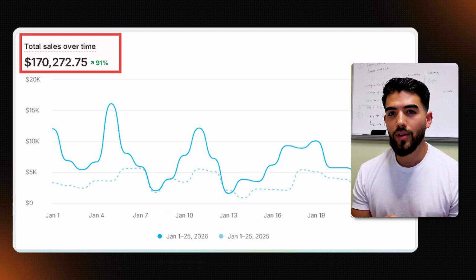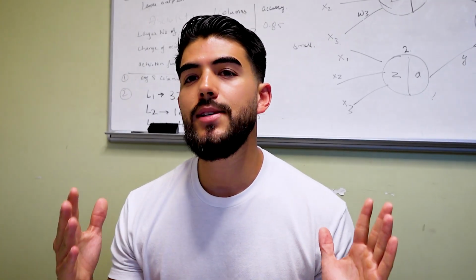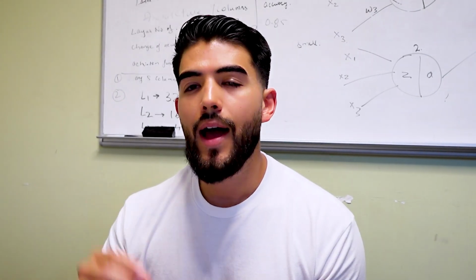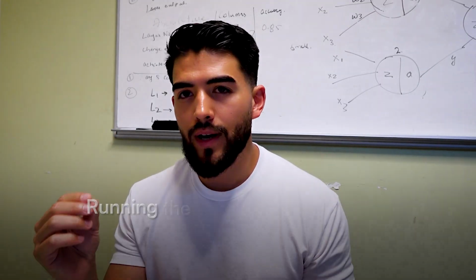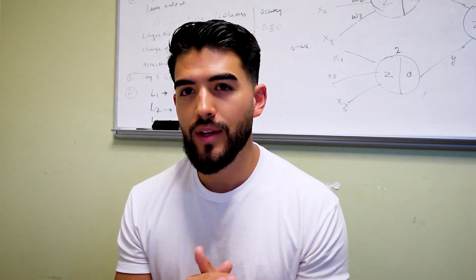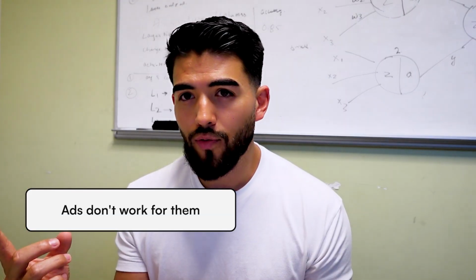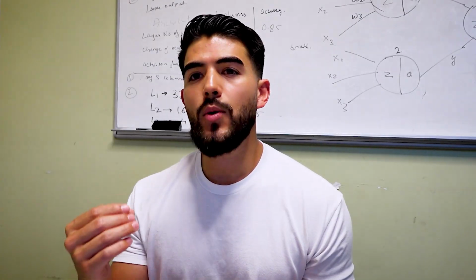I've run over $100 million on Facebook ads for DTC brands, and even though statics are the easiest thing to create and test in your ad account, I always see the same problem. Business owners or agencies are always running the wrong format for their static ad creative, and as a result, they either determine that ads don't work for them, or they end up pausing things too quickly and then blame the algorithm. And so that's why I'm creating this video.